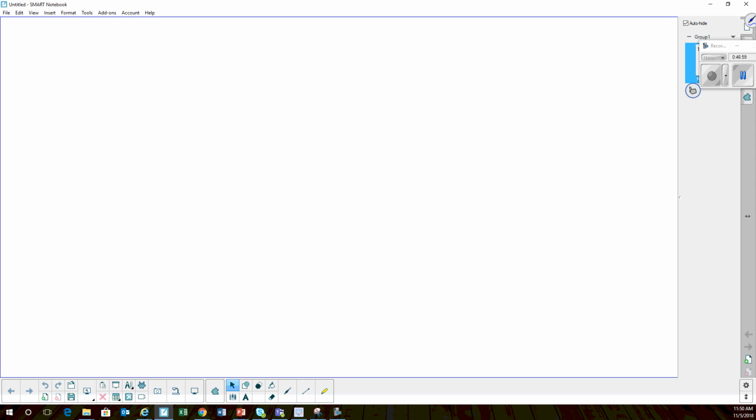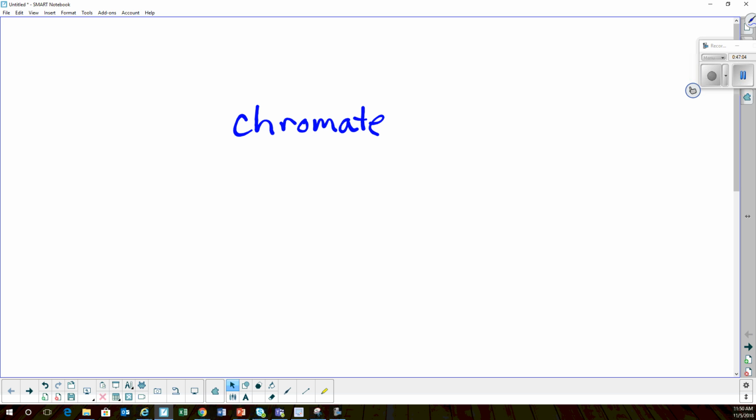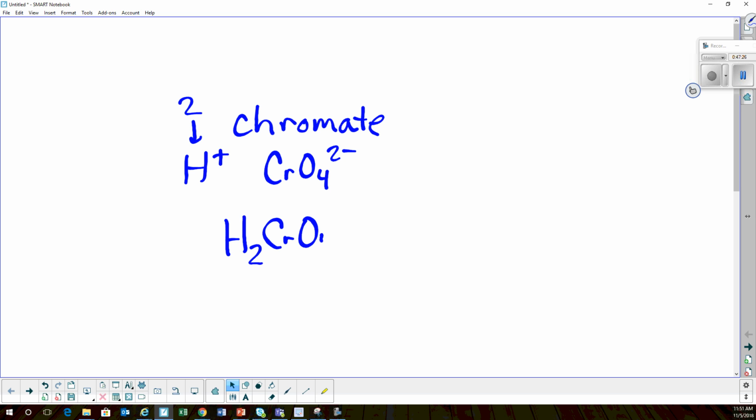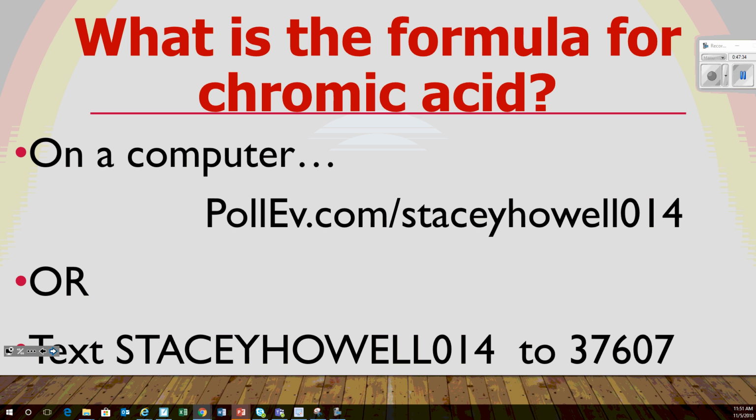So, chromic, we should have been looking for chromate. Chromate is CrO4 with a 2 minus, right? Well, it was an acid, so we know it's going to go with H plus. It has to add to equal 0, so I need 2 of these, right? So I'm going to write H2CrO4. So if you chose that, you got it right. If not, be careful.